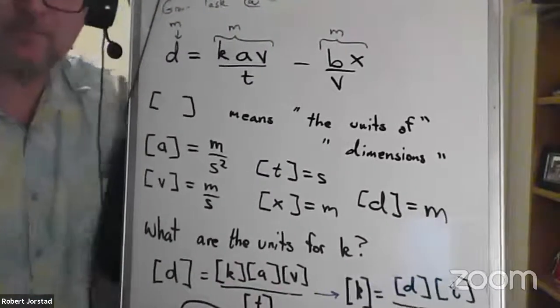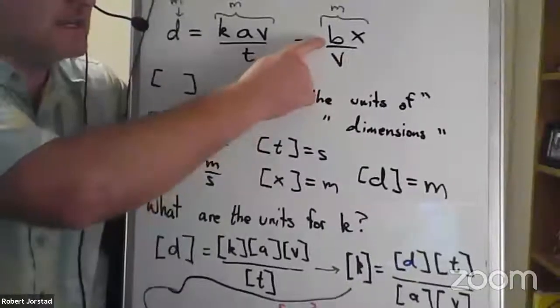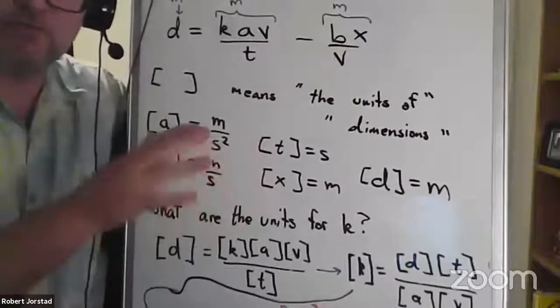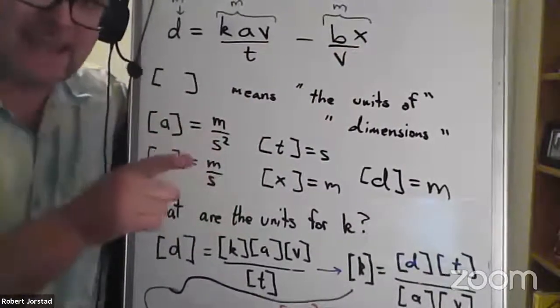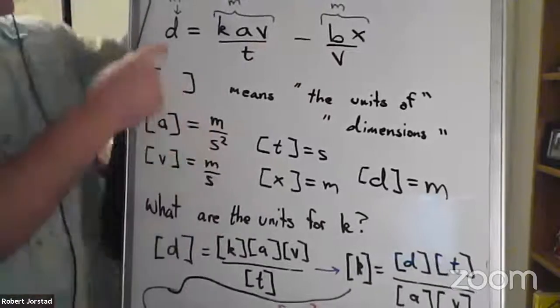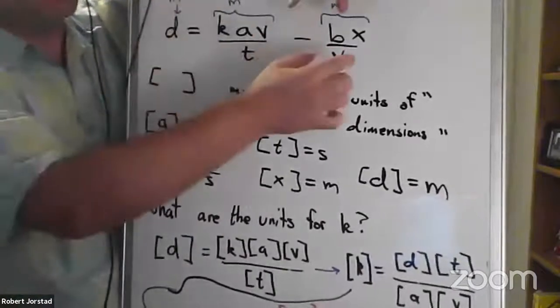Did that help? It's because Bx does not have its own units. It does: Bx over v. We could actually redo this entire problem again, but make the units of this equal the units of that.